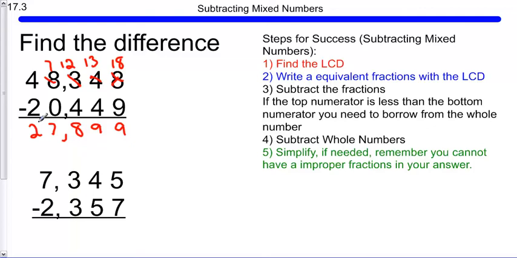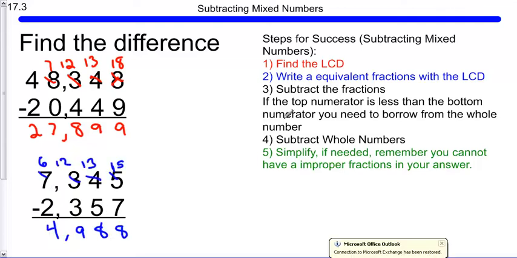So go ahead, take a moment, pause the video, and try to subtract 7,345 minus 2,357. So if you came up with 4,988, you're correct. Can't subtract, so I need to borrow. Becomes a 15. Again, I need to borrow. So what I'm trying to ingrain in your head is borrowing. Okay, this is about borrowing.